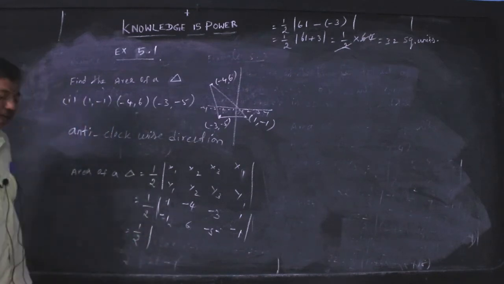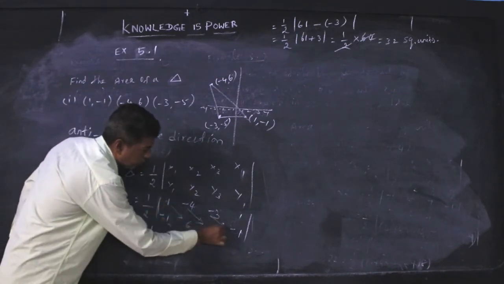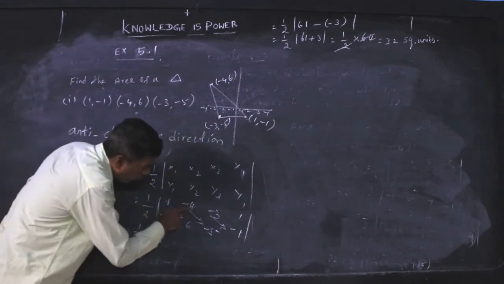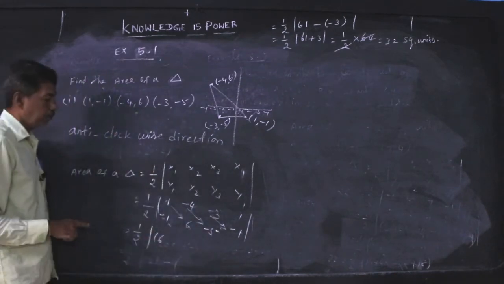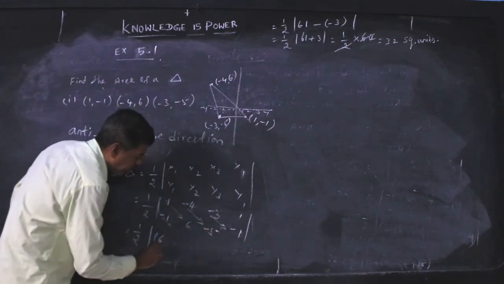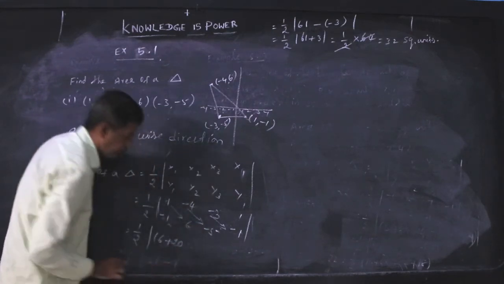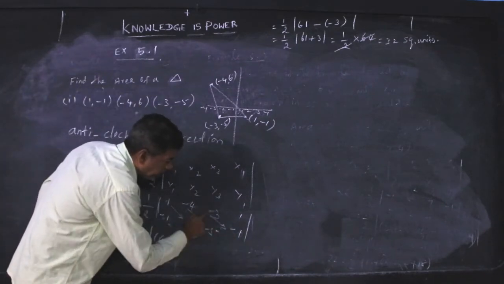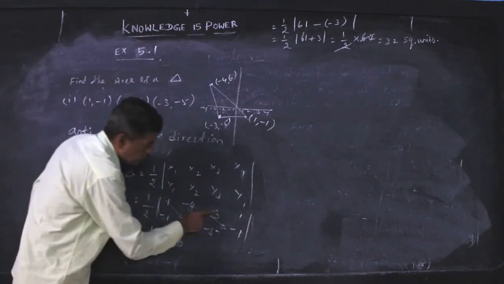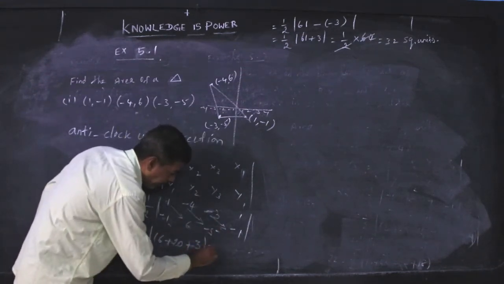So you have to proceed as usual. 1 into 6, this should be multiplied, this should be multiplied, this should be multiplied. 1, 6 are 6. 4, 5, since both are minus, 4, 5 are 20, minus into minus plus. Very carefully you have to make the sign. 4, 5 are 20, minus into minus plus. Then 3, 1 are 3, minus into minus, since here also minus, so plus 3.